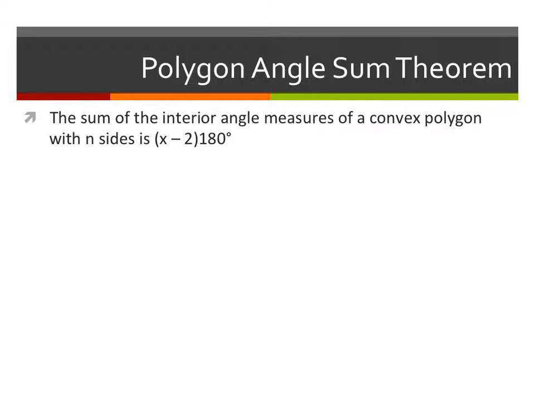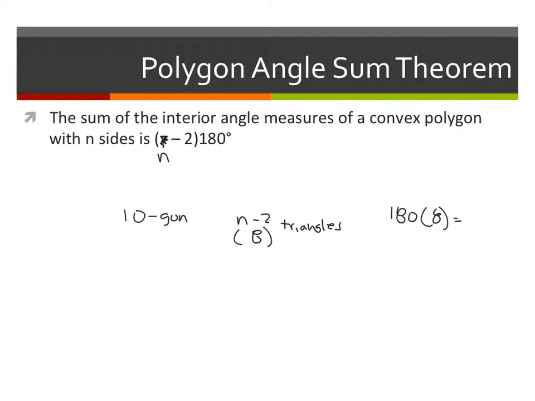The Polygon Angle Sum Theorem: the sum of the interior angles of a convex polygon with n sides is n minus 2 times 180. So if it's a pentagon, that means it's going to have n minus 2, so 3 triangles. And 180 times 3 is the sum of the interior angle measures.